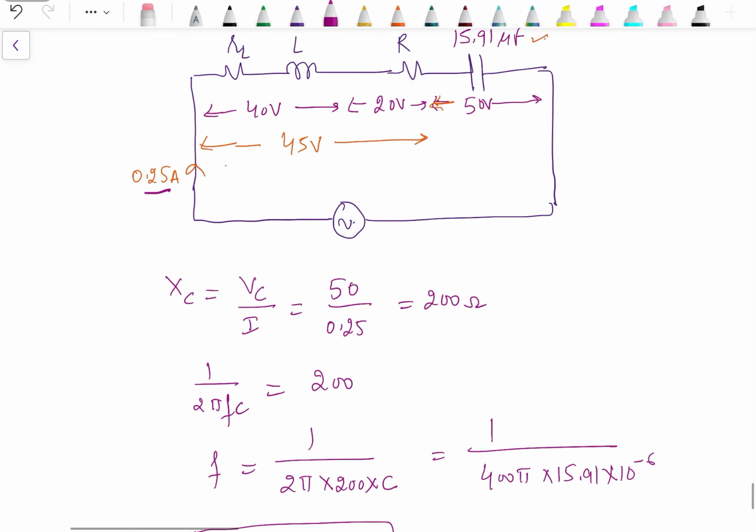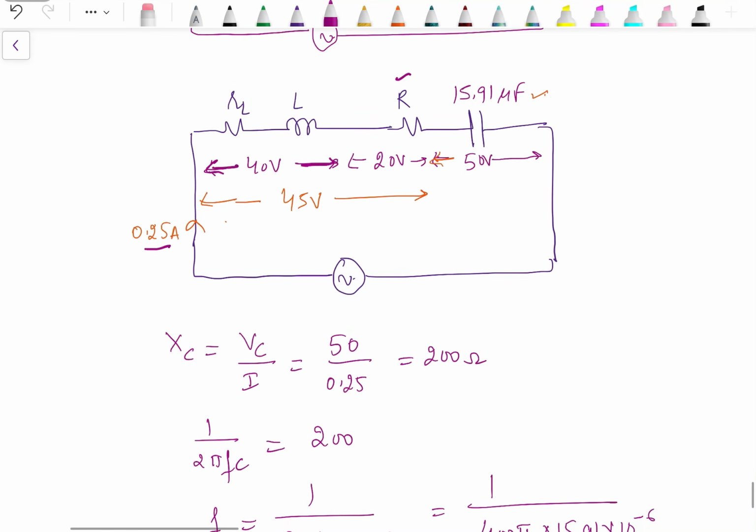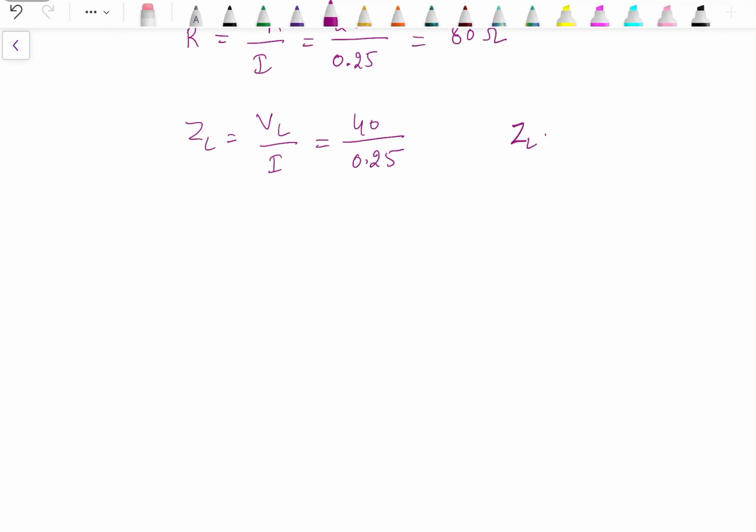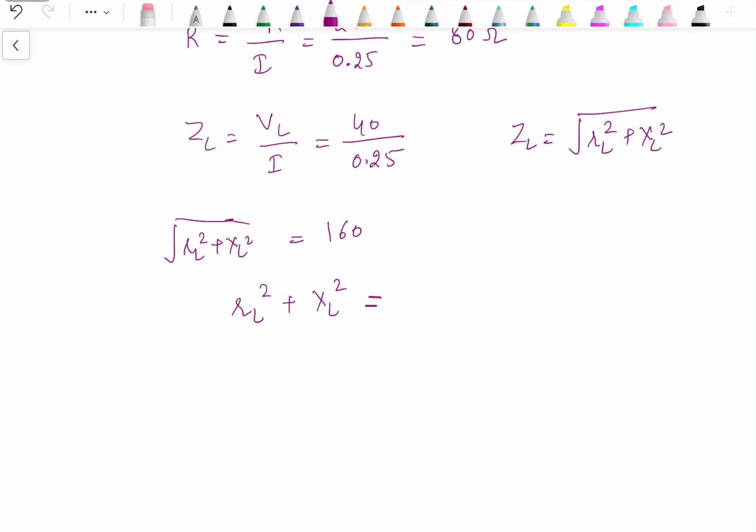Then from voltage across a choke coil, we can calculate the impedance of the choke coil because this voltage is across a series combination of resistance and inductor. So ZL will be equal to VL by I. VL is 40, I is 0.25. ZL is actually root RL square plus XL square. So root RL square plus XL square is 160. So from here we will have one equation that RL square plus XL square is equal to 25600. Let's say this is the first equation.